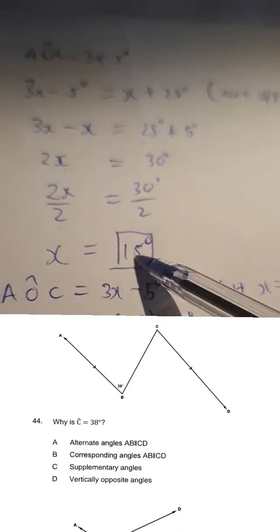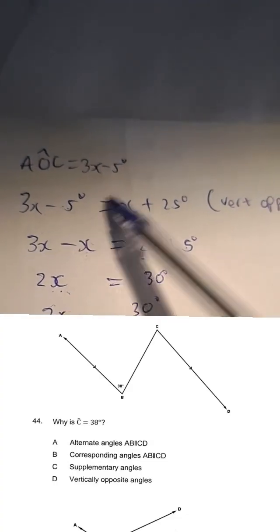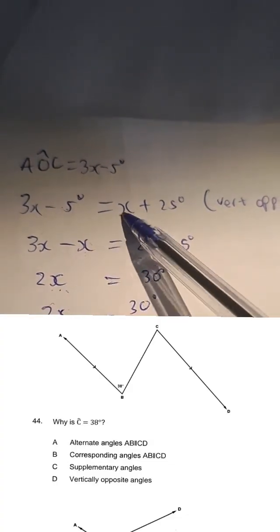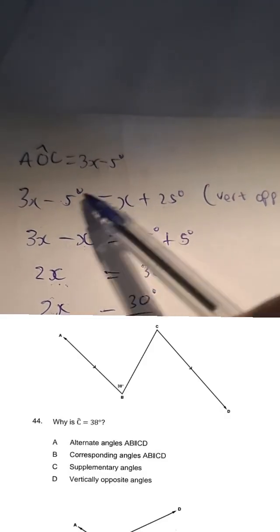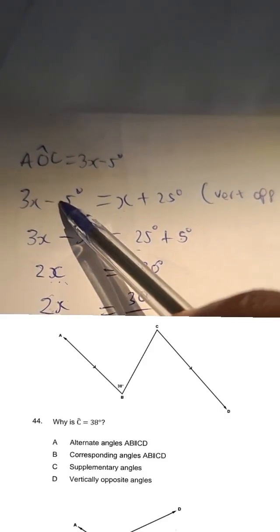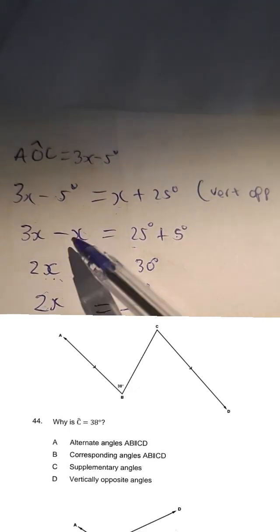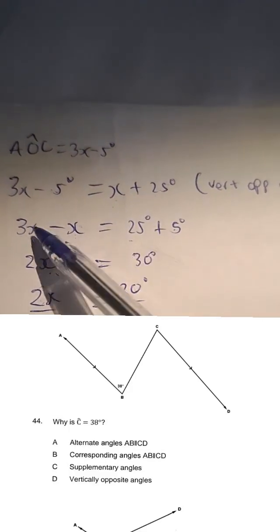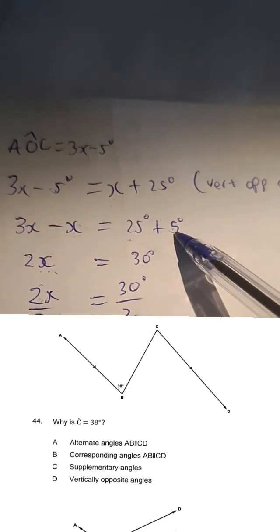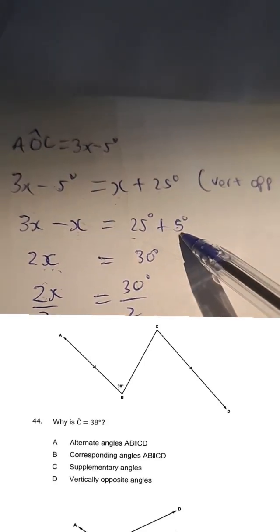After getting the x value, which is 15 degrees, and I explained, guys, how we solve for x here. 3x minus 5 degrees equal to x plus 25. You transpose the x on the right to the left, you transpose the minus 5 to the right, and this is what you see. 3x minus x, you have 25 plus 5 on the right side.